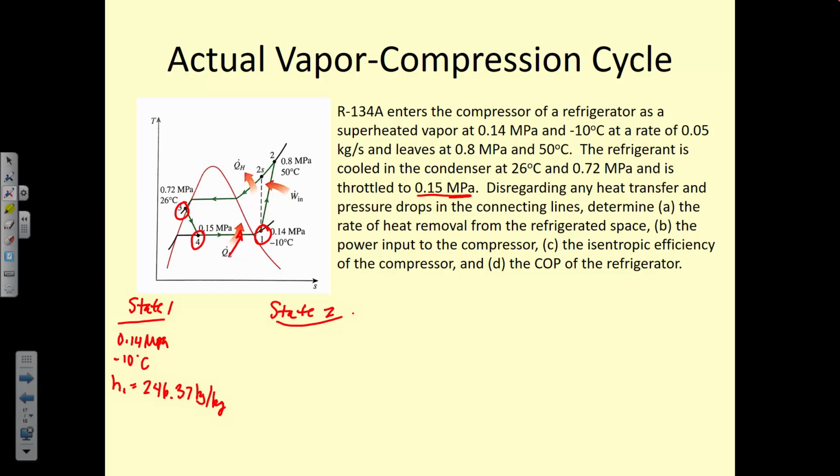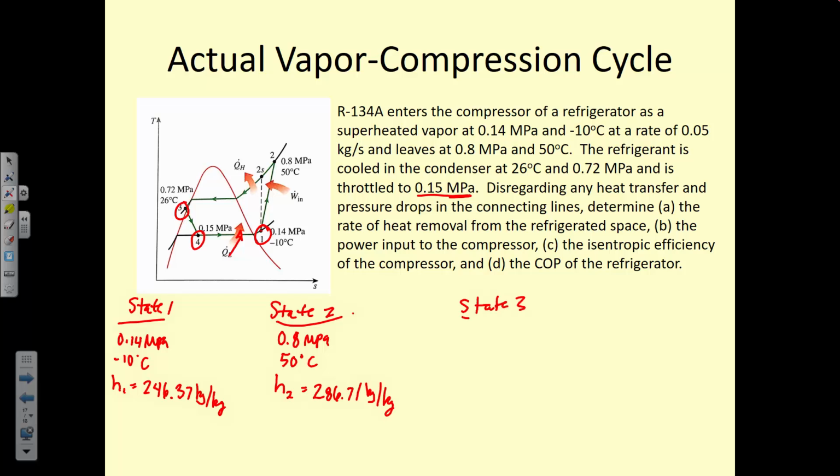This is 0.8 megapascals and 50 Celsius. Okay, it's still superheated, and we can know that just by looking at the picture, right? Before we even go to the tables, that it's superheated. So we go again to table A13, we look that up, and we find at 0.8 megapascals and 50 degrees Celsius that our enthalpy at state 2 is 286.71 kilojoules per kilogram.